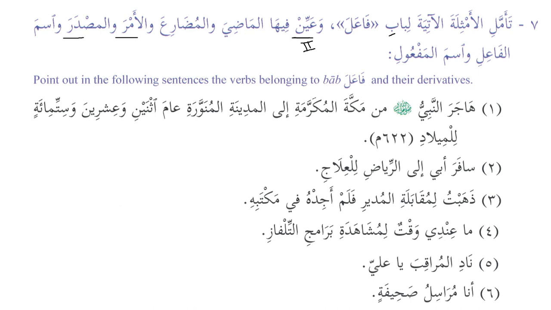What do we have over here? Hajara. Which form is this? Form 3. The form 3 is past, fail madi. Okay. Past tense of form number 3.